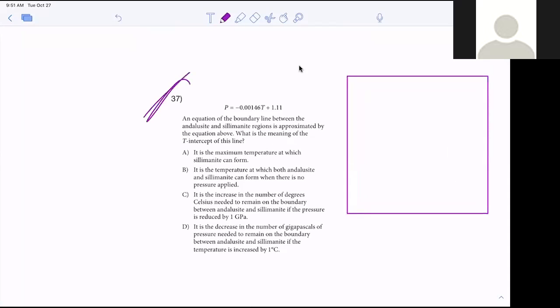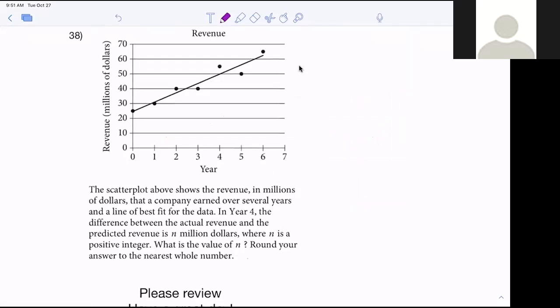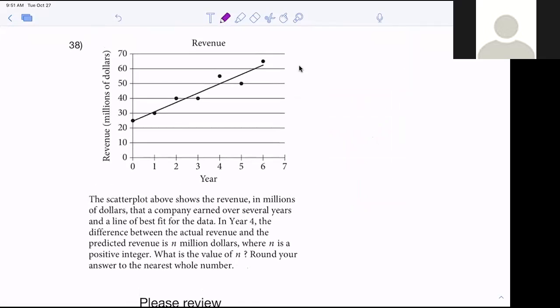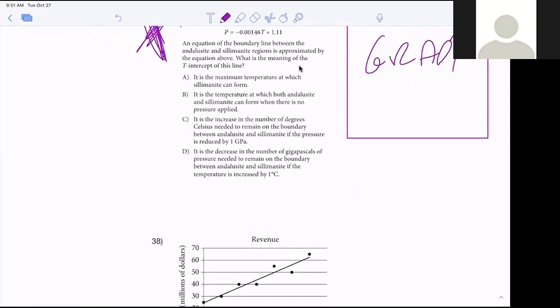So 37 is... She doesn't do SATs. I do SATs. So I'll take that one. The graph is not available. Is it possible to do it without the graph? No, you need to see where the line is. If I showed you the graph, it's a weird graph. You can't really do that one.